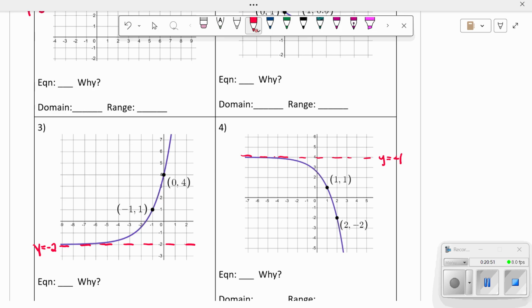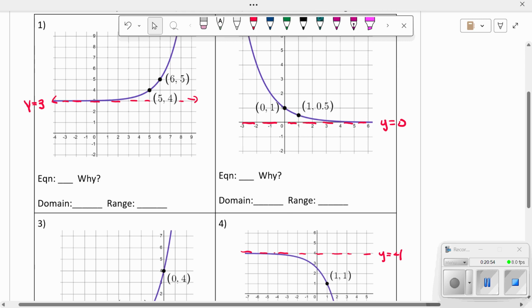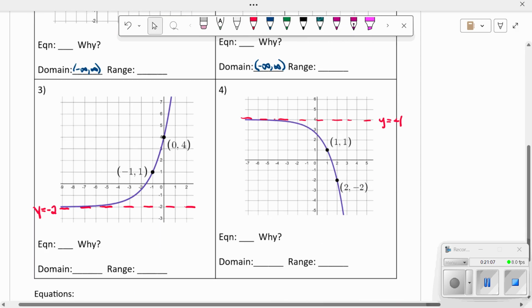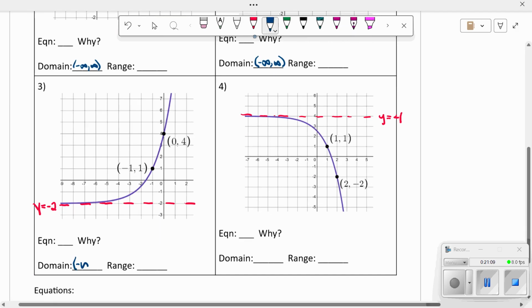Y equals 4. Now, I can also figure out my domain and range pretty easily. First of all, every exponential ever has a domain from -infinity to infinity. There are arrows on both ends. Although these graphs don't show the arrows, they technically should be there.